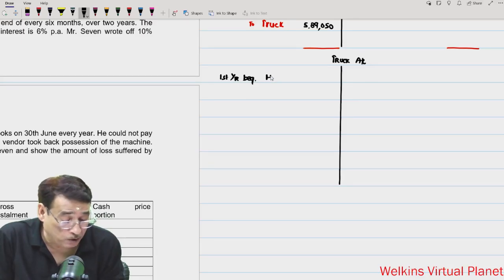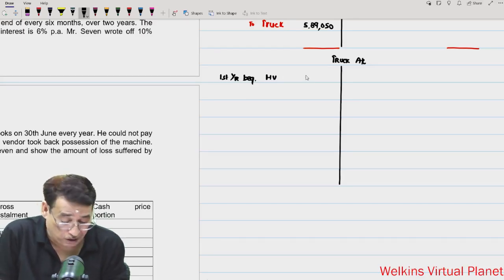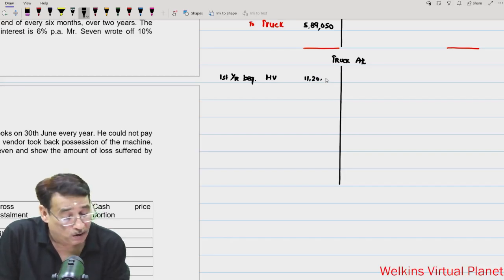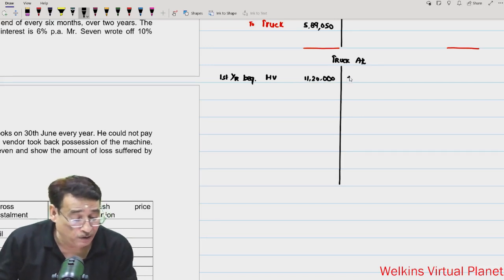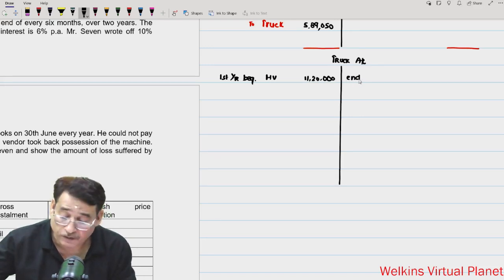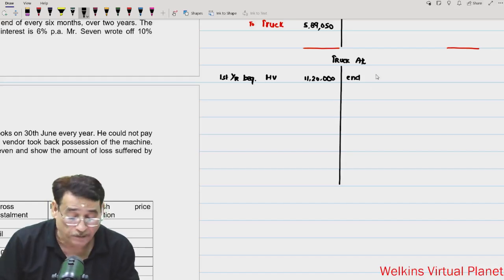We will write here to hire vendor. We purchased the truck for 11,20,000, I think so. Right. 11,20,000. Now we will reach the end of the first year. At the end of the first year, we will pass entry for depreciation.